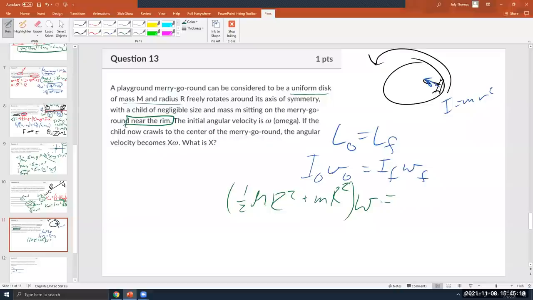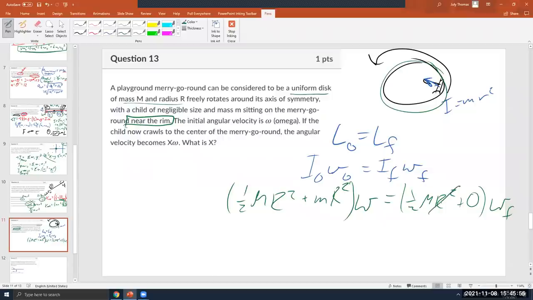What is our final rotational inertia? We still have 1/2 big M big R², because that's for the whole rotating merry-go-round. But now, since the child has crawled to the center, we have plus zero. I'm putting plus zero there as a placeholder, because they could just as easily tell you in this problem that the child crawls halfway to the center, and then you have to do m times r². Anyway, we multiply this by omega final, and then we simply need to solve for omega final in terms of omega initial.